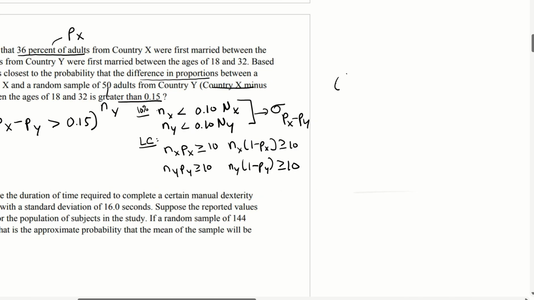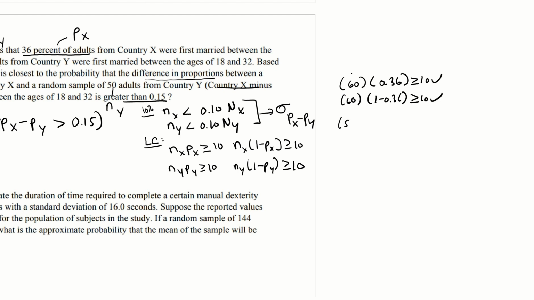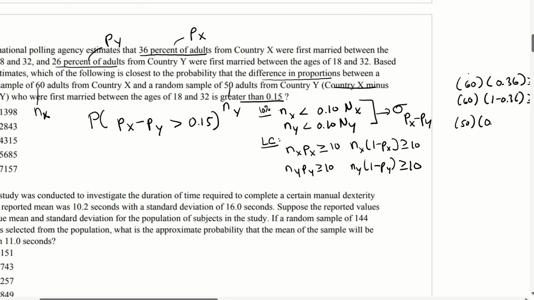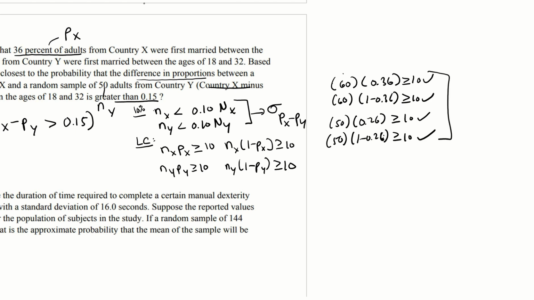All right, so NX and PX: we get 0.36, and then we had 60 people, I believe. That's definitely greater than or equal to 10, and 60 times 1 minus that is definitely greater than or equal to 10. And then 50 times the other one, PY, is 0.26. This is greater than or equal to 10, and 50 times 1 minus that is definitely greater than or equal to 10. So that means it's approximately normal, with a mean and standard deviation of mu and sigma.